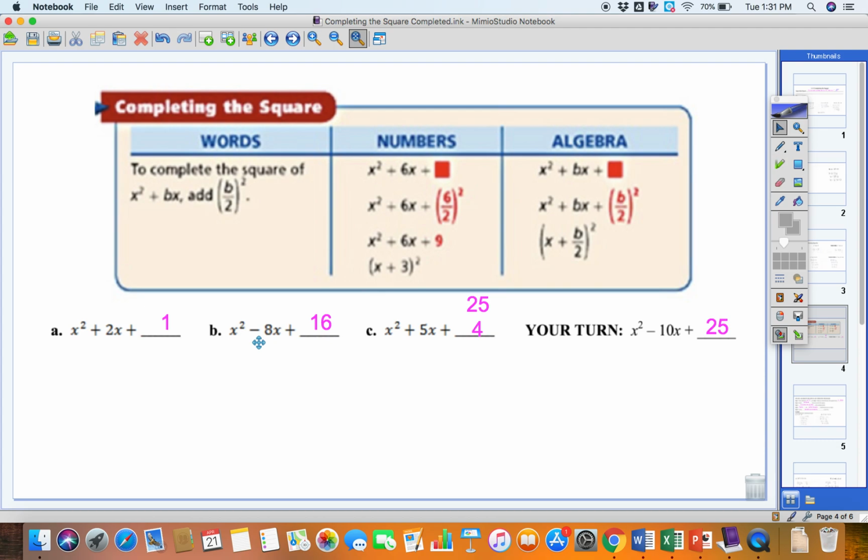On C, it's a little more complicated because 5 is not an even number, so it's not divisible by 2. But that's okay. You're going to leave it as a fraction, 5 over 2, and then you're going to square it. When you square a fraction, you square the numerator, you square the denominator. 5 squared is 25, and 2 squared is 4, so we're going to add 25 over 4. So if you can work out the last example, then you should be adding 25. 10 divided by 2 is negative 5. Negative 5 squared is 25.